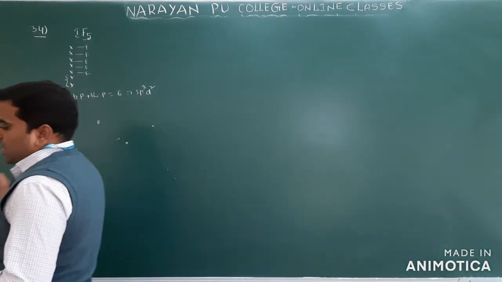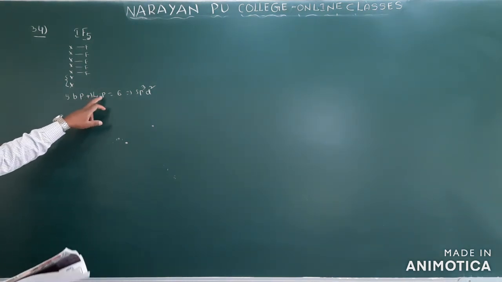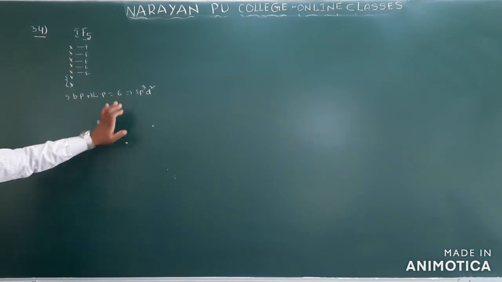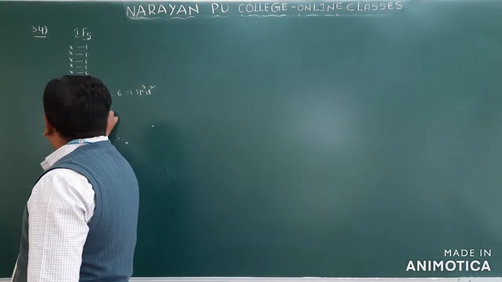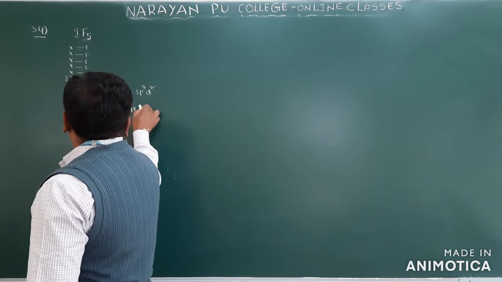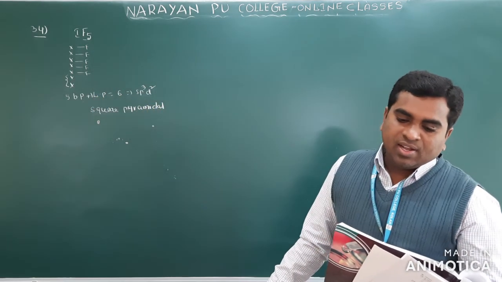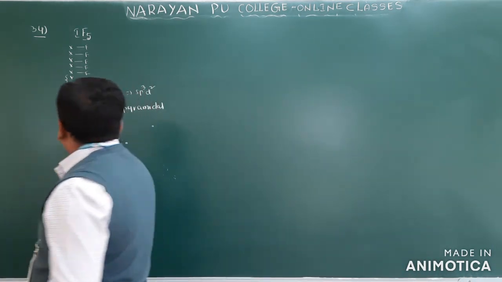But they are asking what the shape is. There are 5 bond pairs and 1 lone pair. What is the shape of the molecule? Square pyramidal. But they have not given square pyramidal here; they have given trigonal pyramidal, which is not correct. This is square pyramidal.